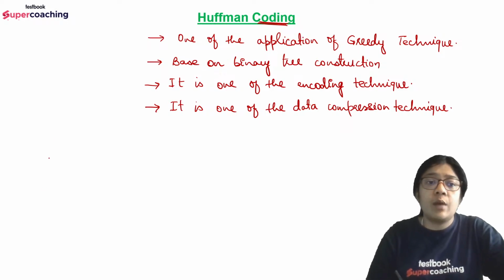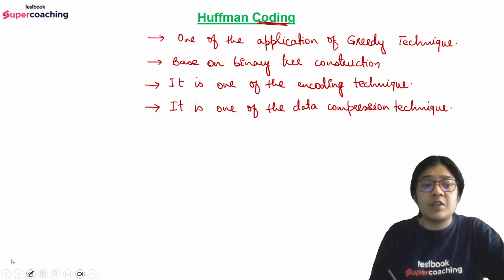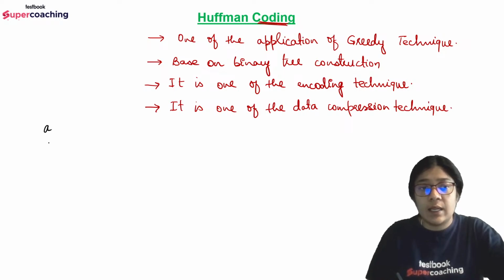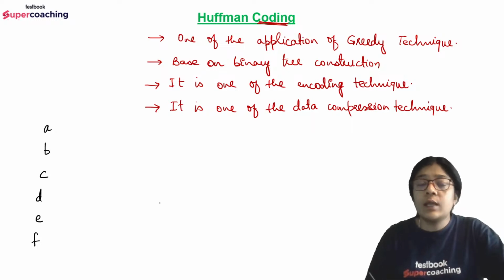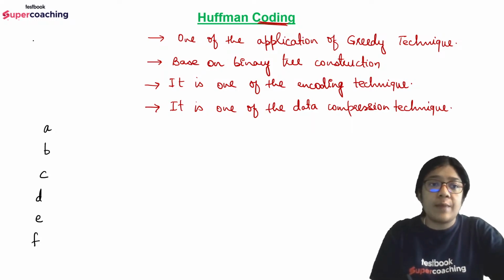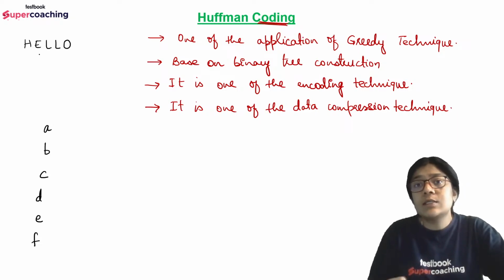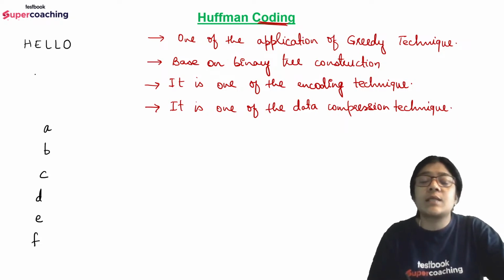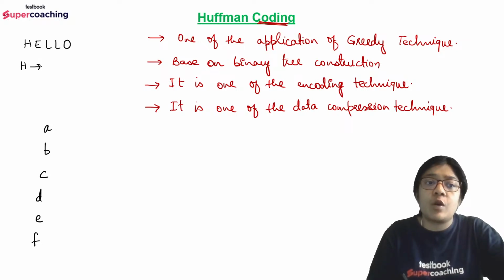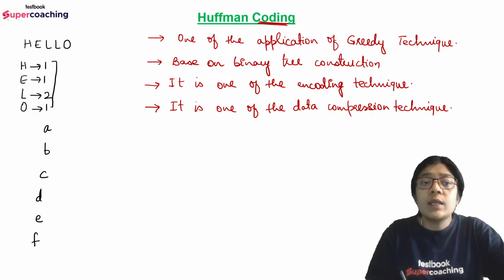For example, we want to send a message which contains different set of characters. I'm taking the characters A, B, C, D, E and F. और हर कैरेक्टर की फ्रीक्वेंसी गिवन होगी. फॉर एग्जाम्पल इफ आई एम सेंडिंग अ मैसेज लाइक हेलो, so in this case there is a frequency of h. Frequency means कितने times repeat हो रहे हैं. h is repeated one time, e is repeated one time. इस मैसेज में l कितनी बार आ रहा है, so that is coming two times, o is coming one time. So we are given different sets of characters and their frequency.